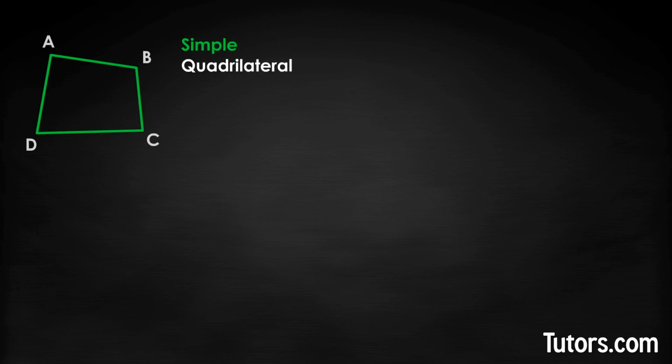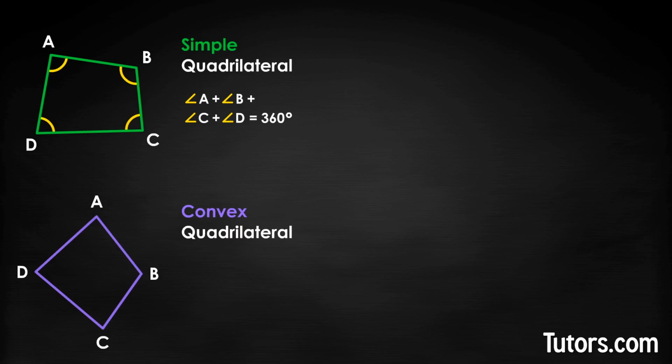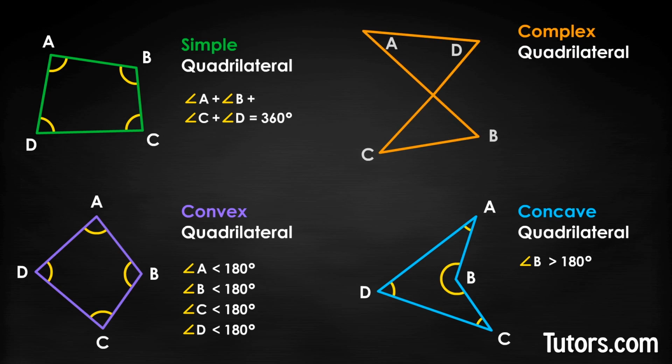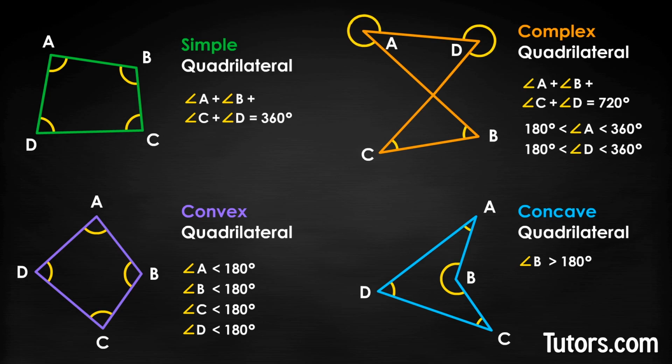Let's look at the angles of a quadrilateral. For a simple quadrilateral, interior angles of the 4 vertices add to 360 degrees. For a convex quadrilateral, each interior angle will be less than 180 degrees. For a concave quadrilateral, one interior angle will be greater than 180 degrees. For a complex quadrilateral, interior angles add to 720 degrees because 2 of the interior angles are reflex angles, each greater than 180 degrees but less than 360 degrees.